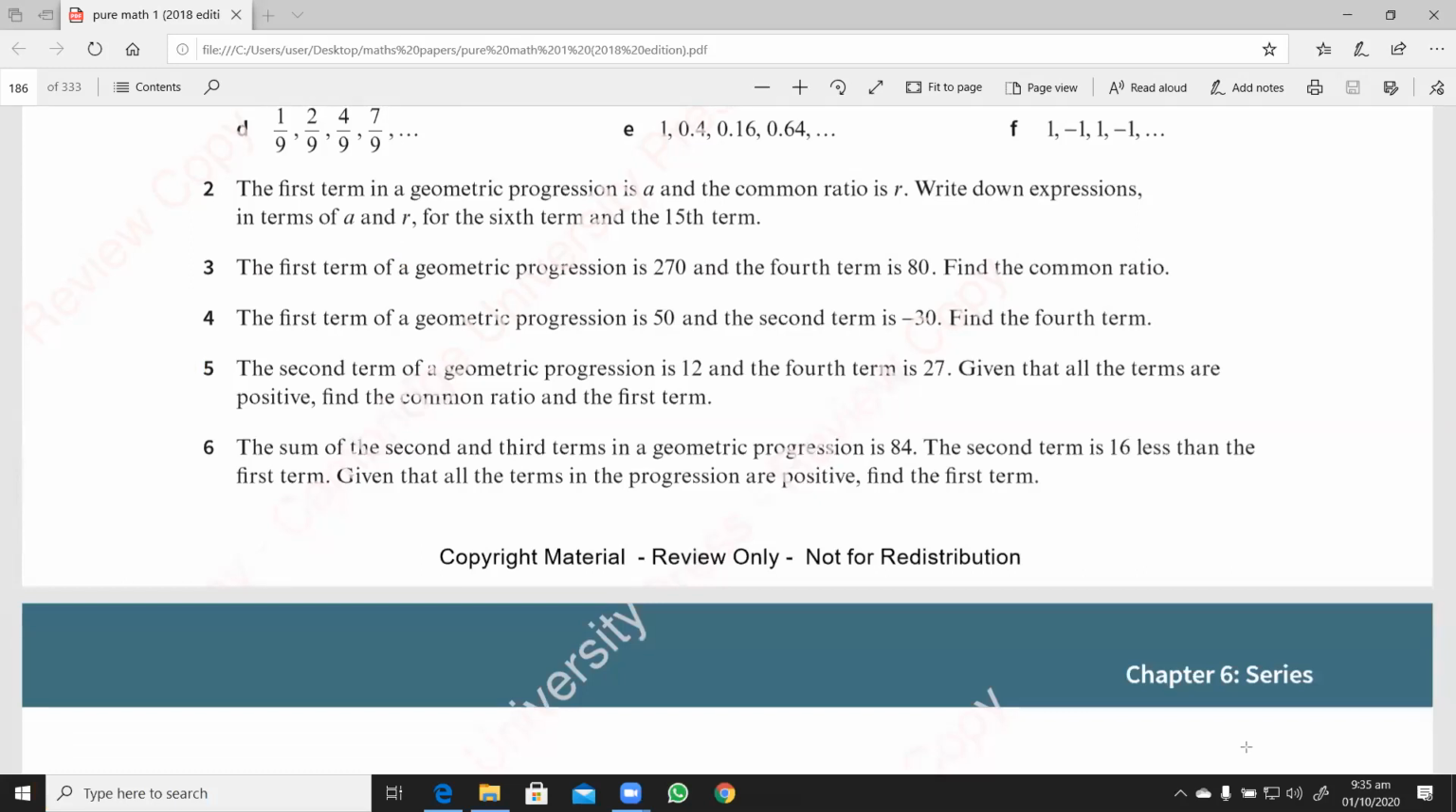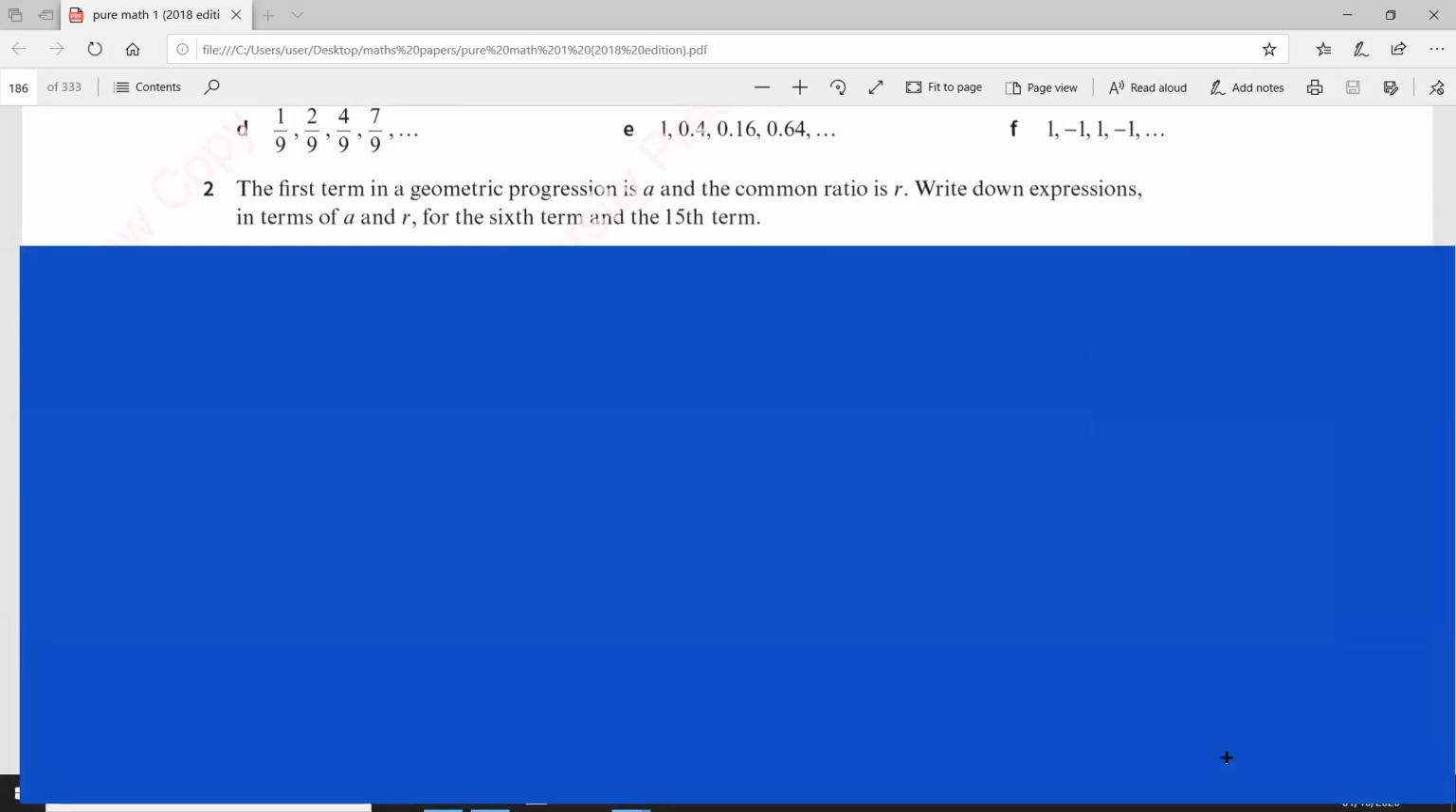Now, we have to try the second question. It says the first term in the GP is A and the common ratio is R. Write down expressions in terms of A and R for the sixth term and the 15th term. So I think that's quite simple. The sixth term would be A R raised to power 5. And what will be the 15th term? A R raised to power 14.